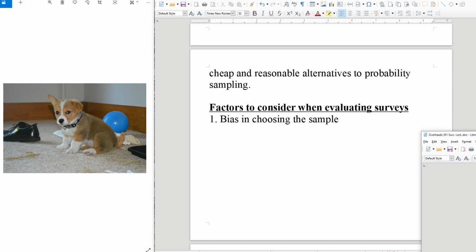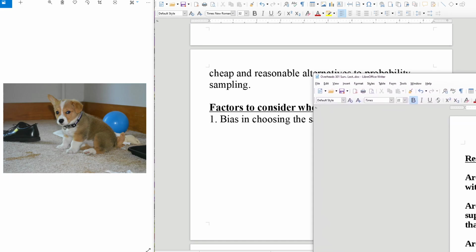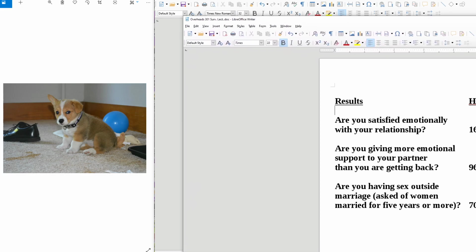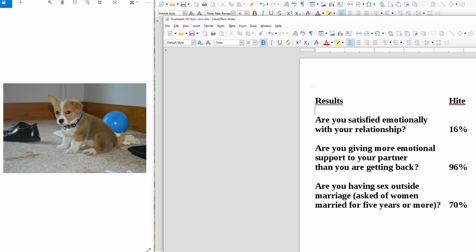And I want to show you the results she got for some of the questions. I'm going to try and show a few of the questions here. All right, there we go. So she asked these women, are you satisfied emotionally with your relationship? Only 16% said yes. Are you giving more emotional support to your partner than you're getting back? 96% said yes. And then this was the kicker that made her really famous: are you having sex outside your marriage? This was asked of women married 5 years or more. 70% said yes. Oh my goodness.